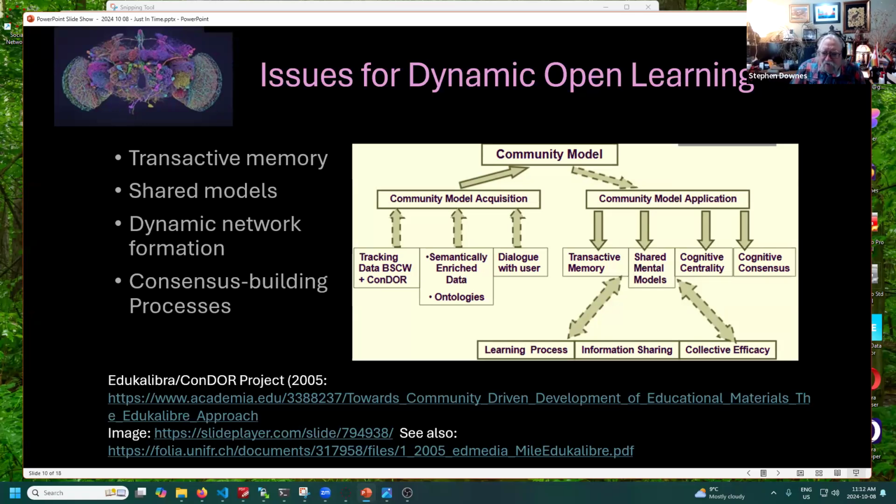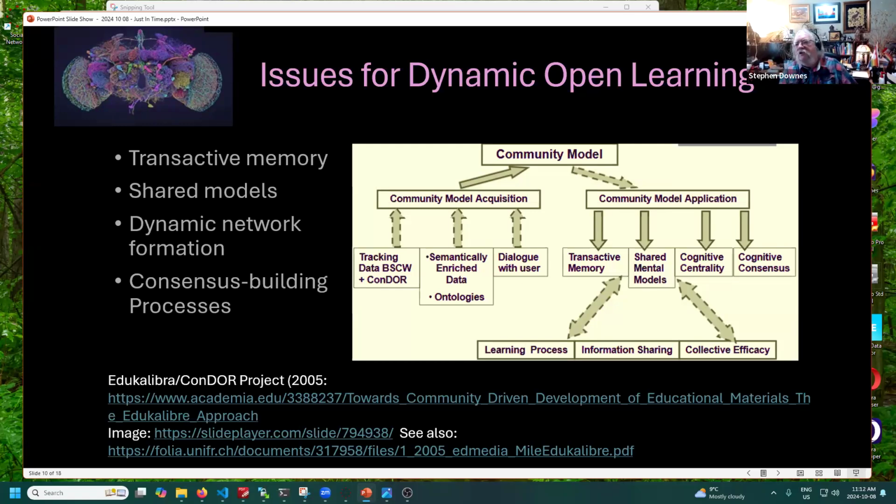I found a project called the Educalibra Condor Project, working toward community-driven development of educational material. And it captured a lot of the issues involved with creating dynamic open learning. For example, transactive memory. You've got this community going, and it's been going for a year or so, and then somebody new joins the community.